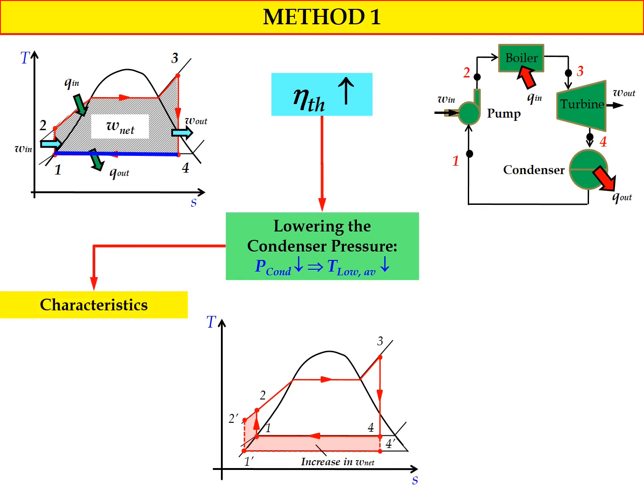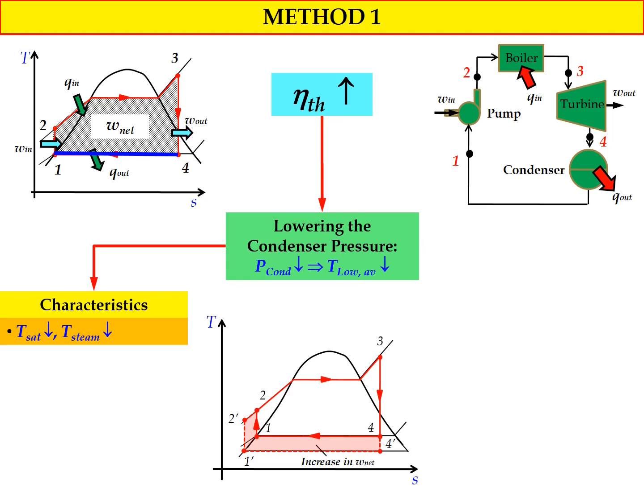However, in terms of characteristics, when we lower the condenser pressure, we will have a lower saturated temperature, especially during the heat rejection process in the condenser. This saturated temperature refers to the temperature of the new constant pressure line when we reduce the pressure during the heat rejection process. So the steam temperature is also reduced. This steam temperature actually refers to state number 4 or state number 4 prime.